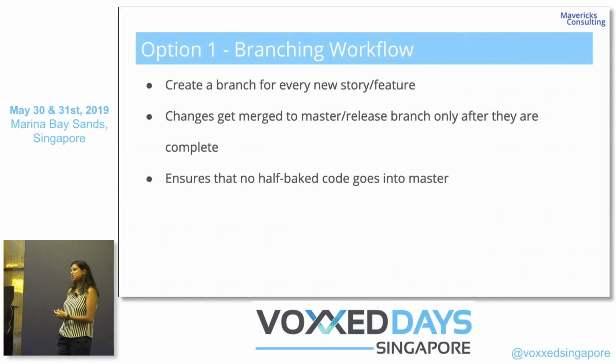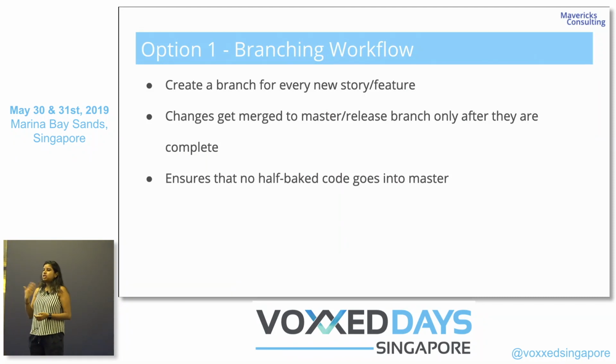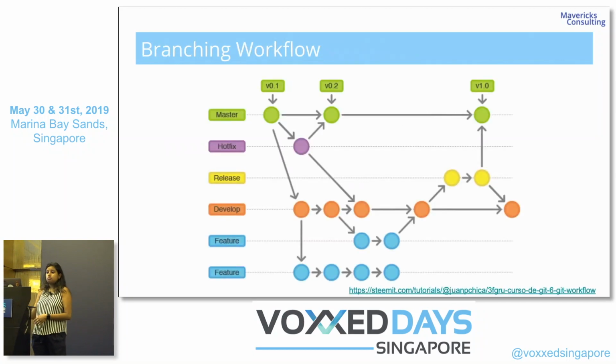So yes, our first option was having a branching workflow where we would create a branch for every new story or feature, and the changes would get merged to master or a release branch if that's the direction we decided to go, only after they were completed. And this would ensure that no half-baked work goes into master, because you're very conscious about what's getting merged into master. Now, this is clearly a technique that works. It's something that people use all the time. But in my opinion, there are a few problems with it.